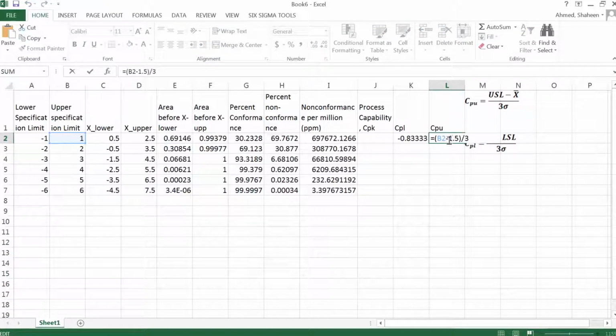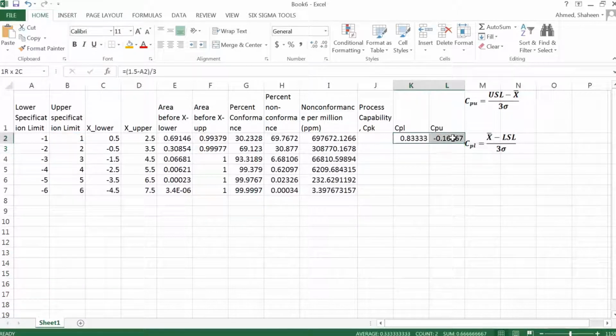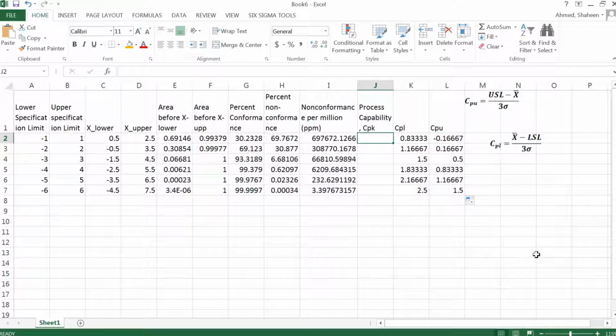So now the lower spec limit is the other way, it is 1.5 minus the spec limit, so like that. And the upper spec limit is this minus 1.5 divided by 3, so that's fine. Now copy this all the way down. I'm gonna move this, copy this. Now CPK is the minimum of these two values. So right now you can see the CP value has significantly changed.